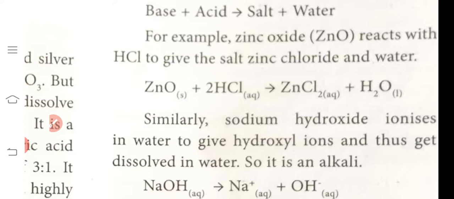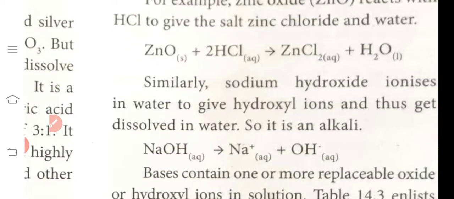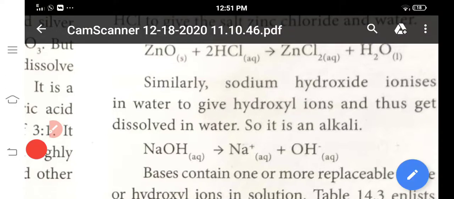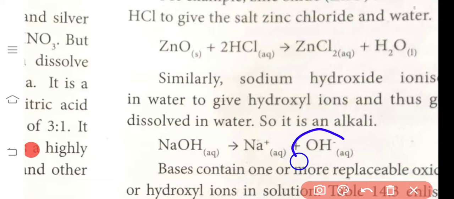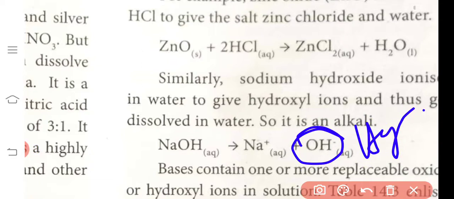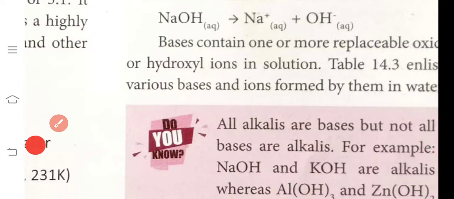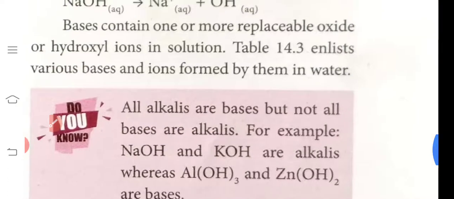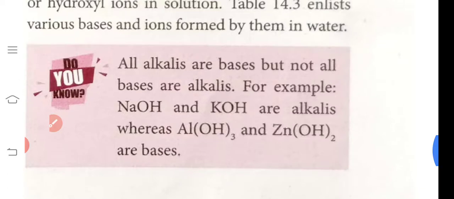Sodium hydroxide ionizes in water to give hydroxyl ions and thus gets dissolved in water. NaOH gives Na plus and OH minus. This ion, OH minus, is called the hydroxyl ion. Bases contain one or more replaceable oxide or hydroxyl ions in solution. Alkalis are bases, but not all bases are alkalis. For example, NaOH and KOH are alkalis, whereas Al(OH)3 and Zn(OH)2 are not.